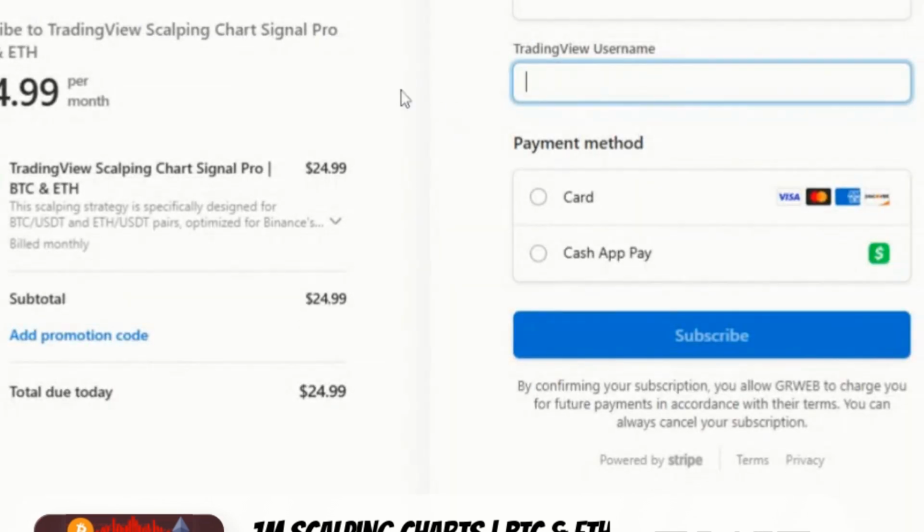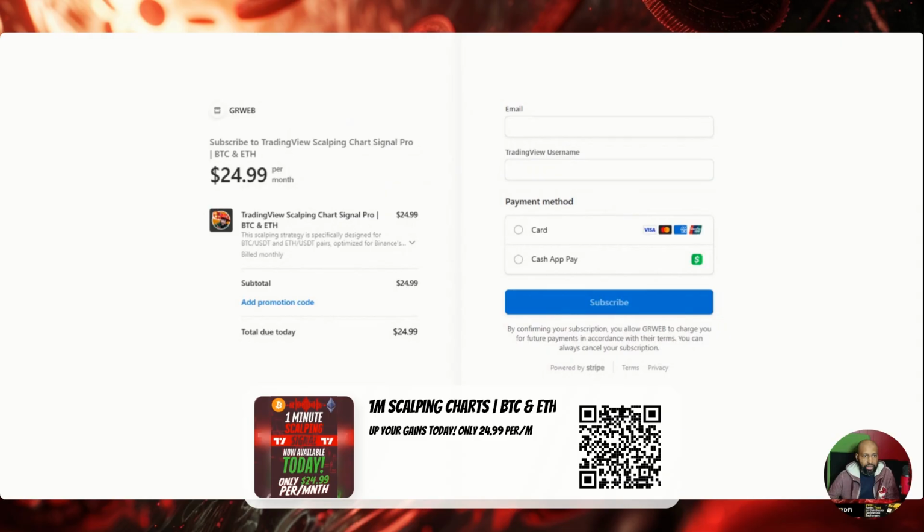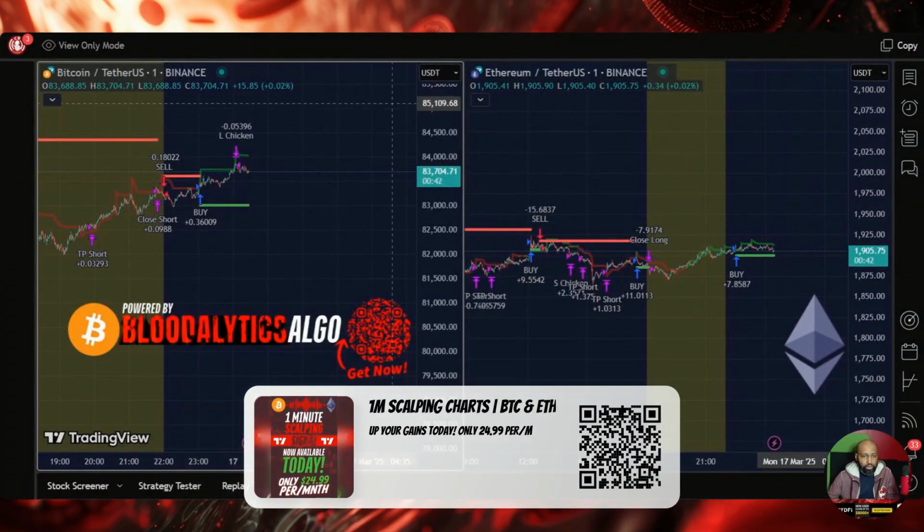One thing to know, after successfully signing up, you will get a link right on this page that will take you to the chart that you see. Make sure you bookmark that chart, okay, because this is the link that you'll be given, and you want to keep this with you at all times.